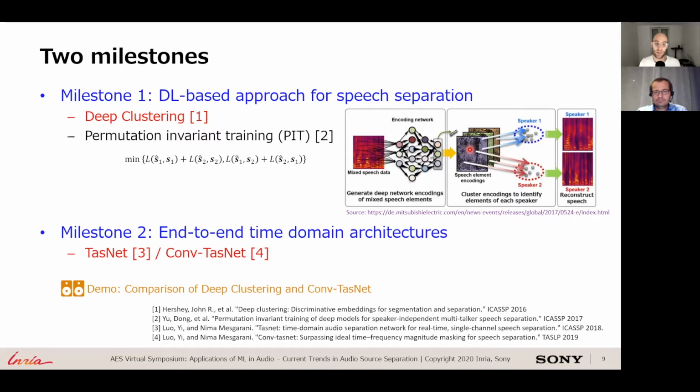Permutation invariant training, the second approach, gets rid of the clustering step. That means for a pair of speakers, compute a loss for all possible assignments. The assignment with the lowest, let's say, mean square error is then chosen, and the network is trained to minimize the corresponding loss value. The second milestone is Conv-TasNet, the first network that introduced a time domain approach and surpassed the results of time frequency methods.